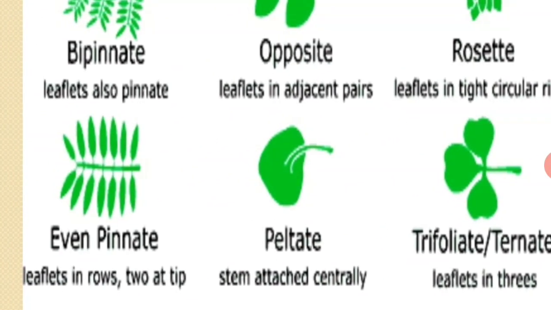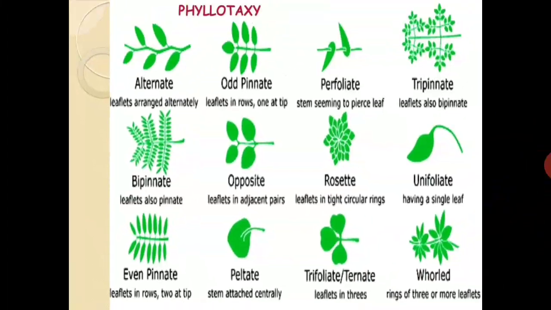Even pinnate, pinnate is there, even not odd. Leaflets are in rows, 2 at the tips. If you collect many plant twigs, you can find all these types of phyllotaxy. So phyllotaxy is basically the arrangement of leaves on the leaf axis.